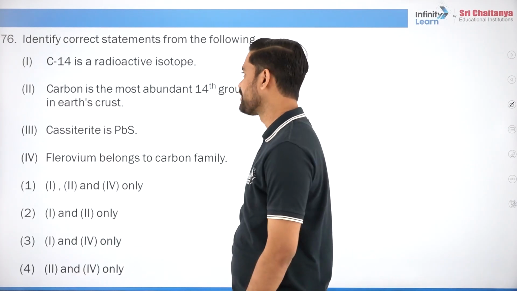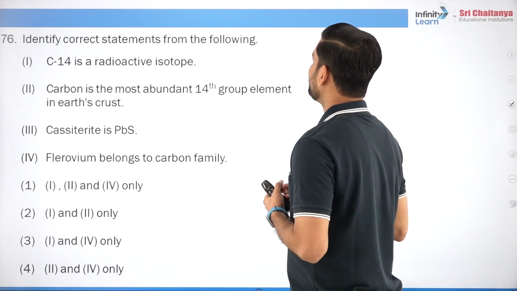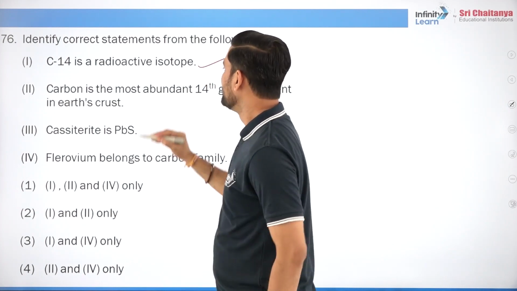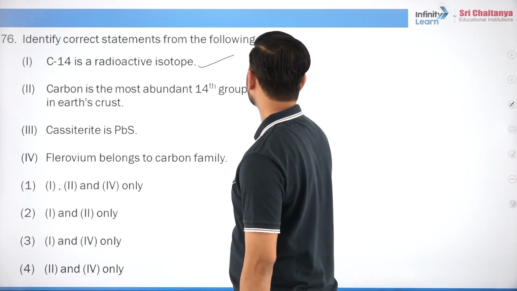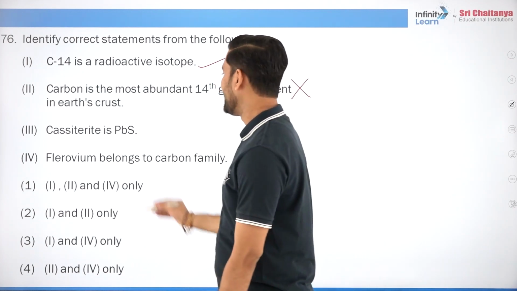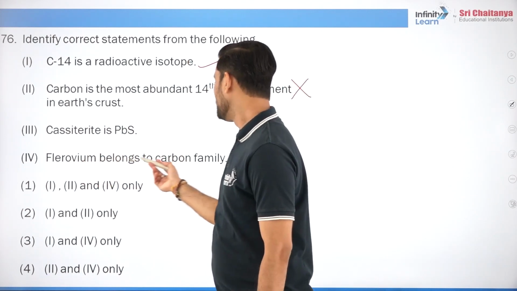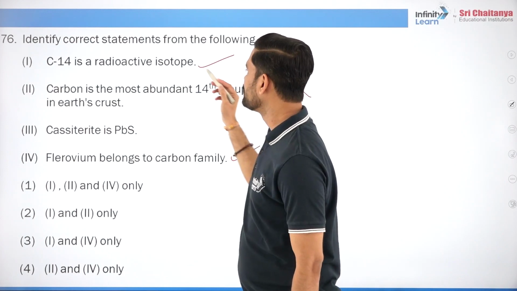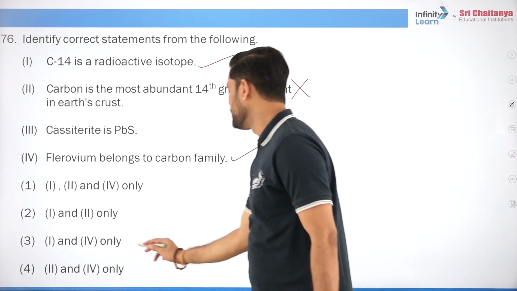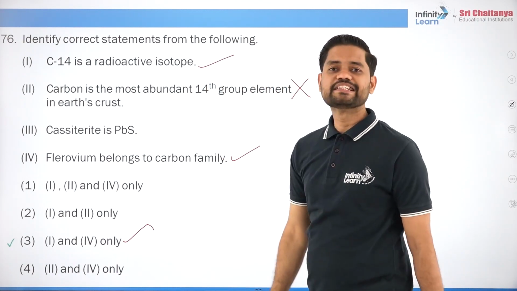Got it? Clear? Talking about question number 76. Identify the correct statement from the following. C14 is a radioactive isotope. Right answer. Carbon is the most abundant group 14 element in the earth's crust. Wrong answer, because silicon is the most abundant. Cassiterite is lead sulfide. Wrong answer, it is tin oxide. Flerovium belongs to the carbon family. Right answer. So out of 1, 2, 3, 4, statements 1 and 4 are right. Where is 1 and 4? Option number 3, only 1 and 4. So for question number 76, the option is 3.